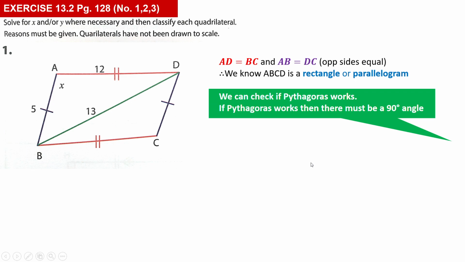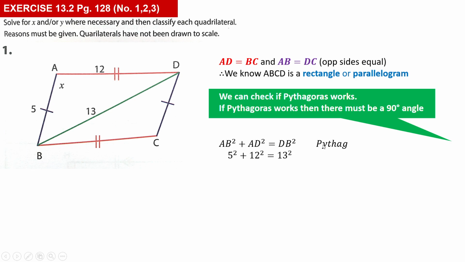If I do Pythagoras in that triangle, and Pythagoras works, so the short side squared plus the short side squared is equal to the longest side squared, that means that it must be a right angle triangle because Pythagoras only works in right angle triangles. So that's what I'm going to do. I'm going to say, all right, AB squared plus AD squared is equal to DB squared, Pythag.